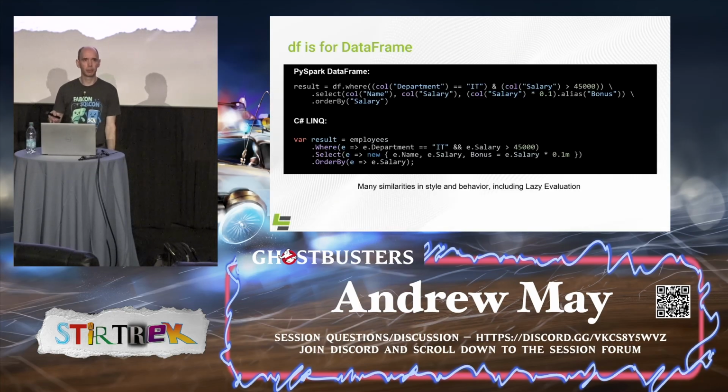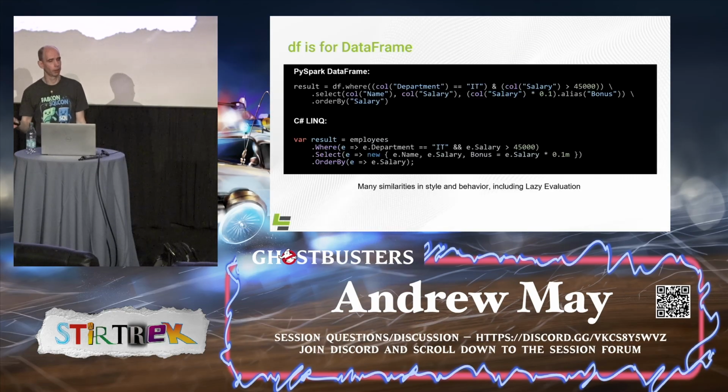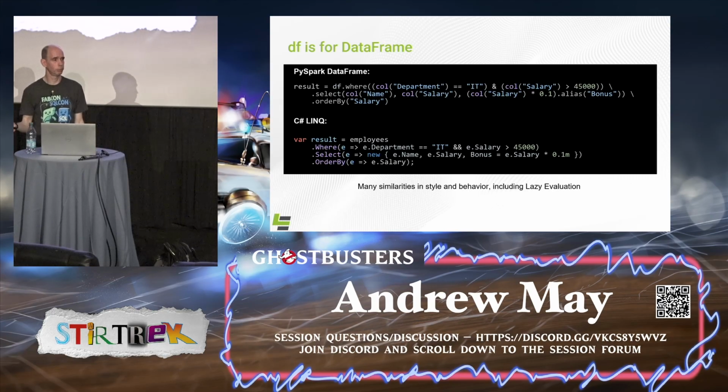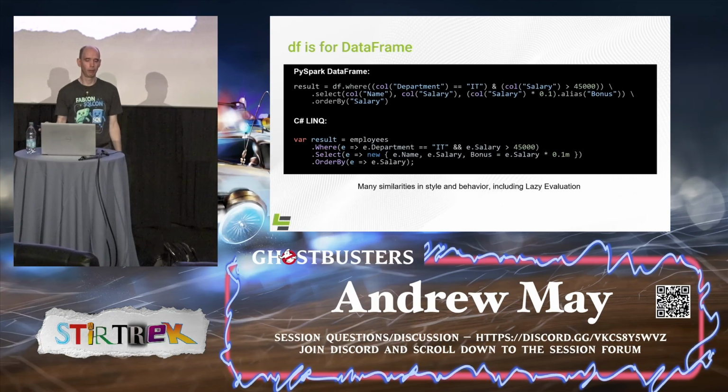So, a bit more of a look at what some of that code was doing. DF is a typical abbreviation for a data frame, and Spark data frames are really the core of all of this. If you come from a C# background and you're familiar with LINQ, some of this really isn't that different. In these two examples, we're doing a where to filter the data, a select to pick out particular columns, and in this case also generate an extra column, and then some sorting.